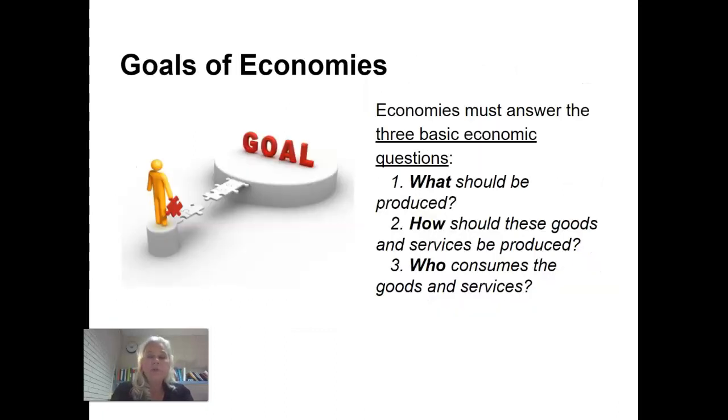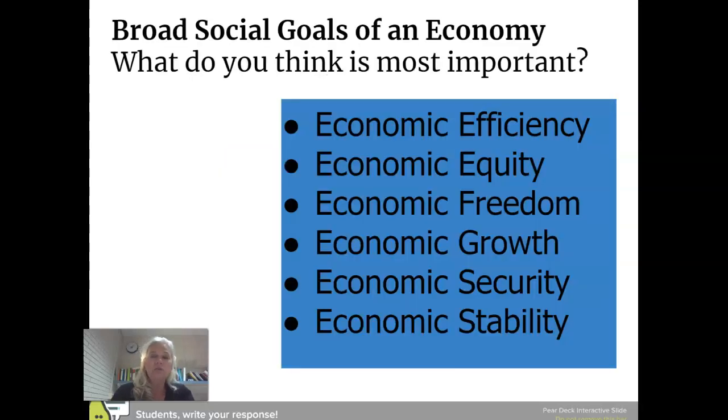So first of all, the goals of economies are to answer three basic economic questions. Number one, what should be produced? Number two, how should these goods and services be produced? And number three, who's going to consume the goods and services? And like I have here, our economy is sort of like a puzzle. We need to put together the pieces and figure out how we're going to answer those questions.